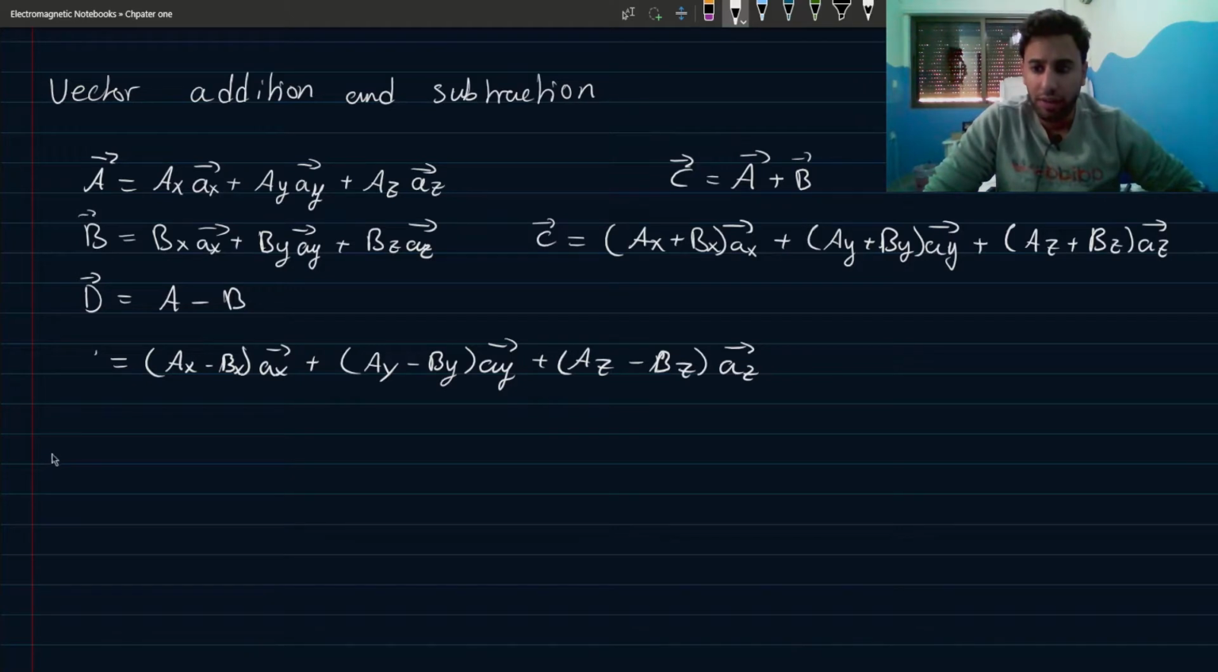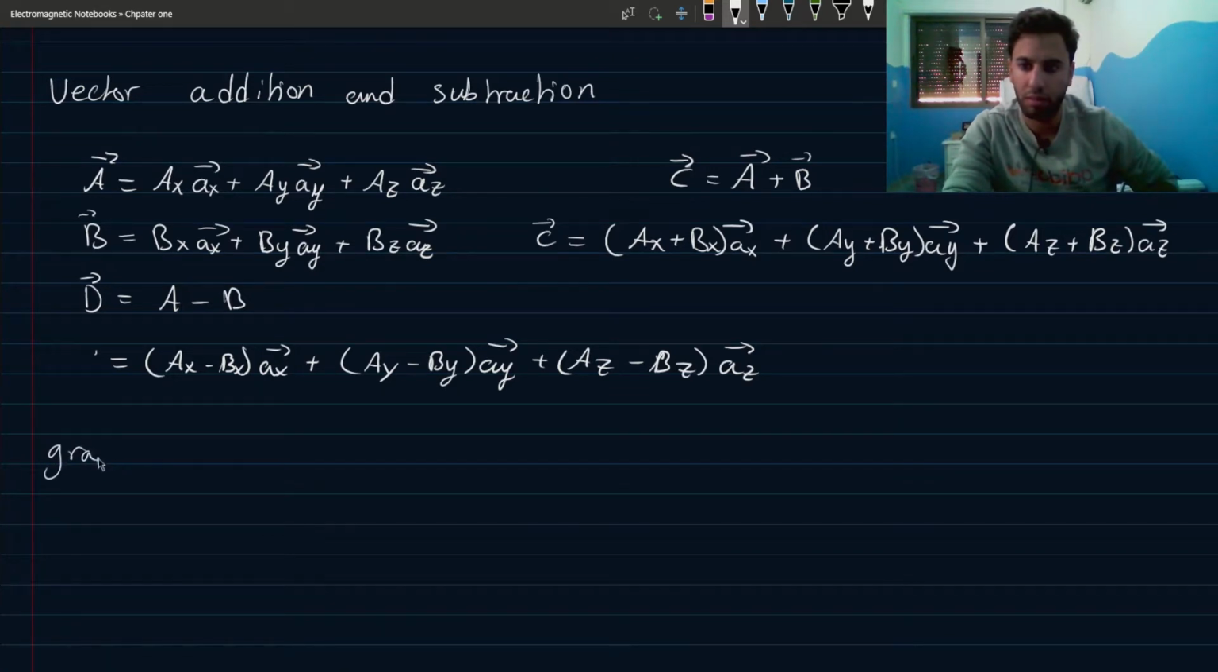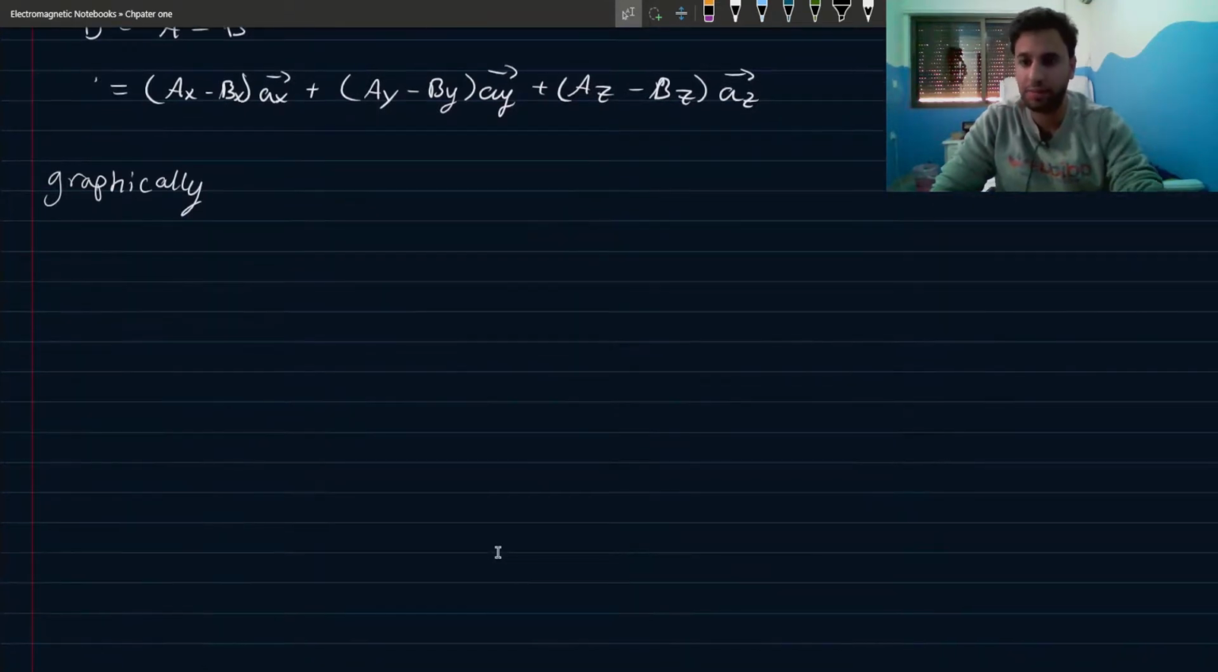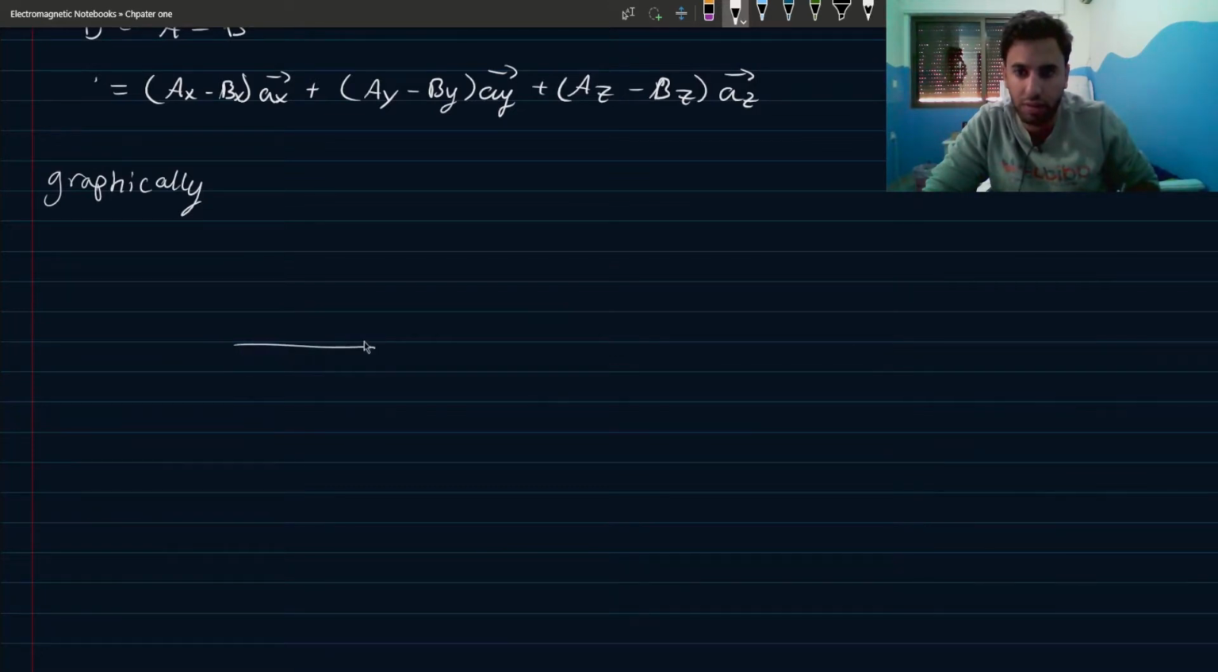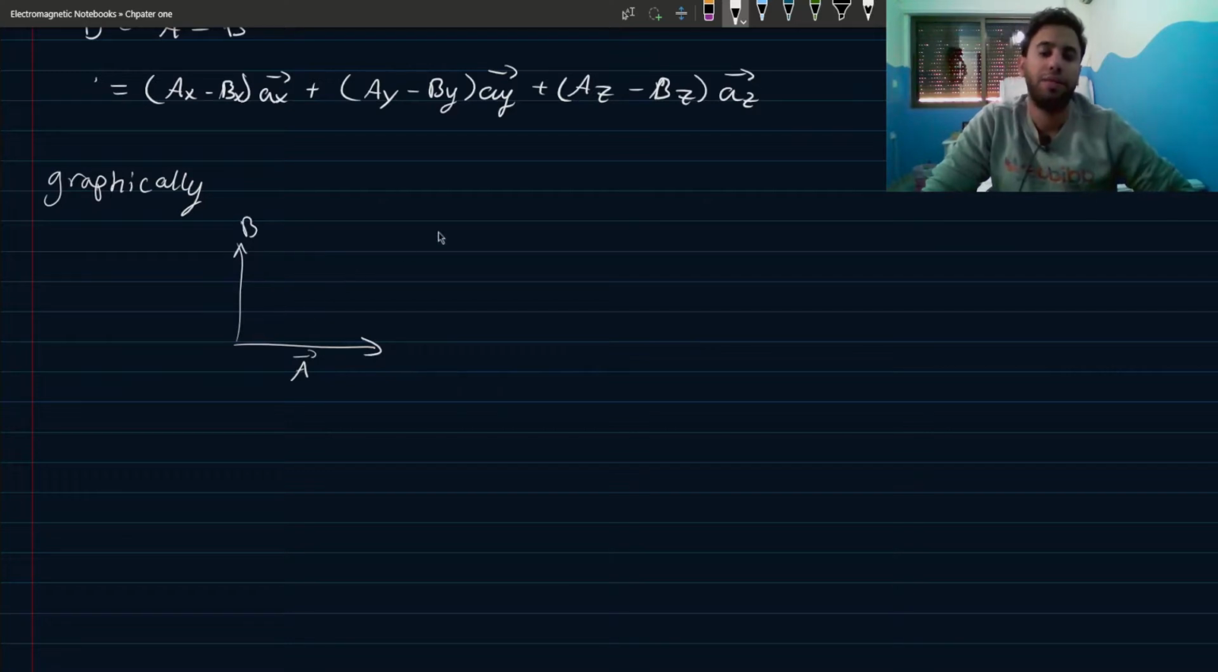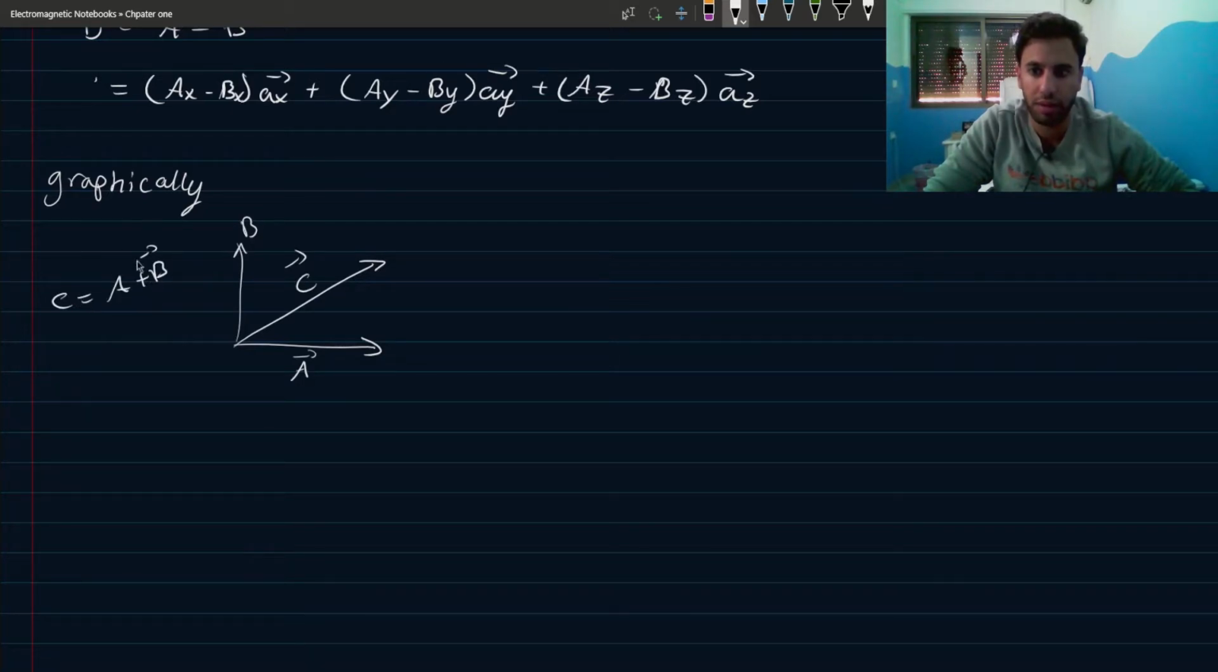But if we want to do it graphically, we have a vector, let's call this vector A, and this vector B. Vector C will be the resultant vector in between them, and that would be C is equal to A plus B.